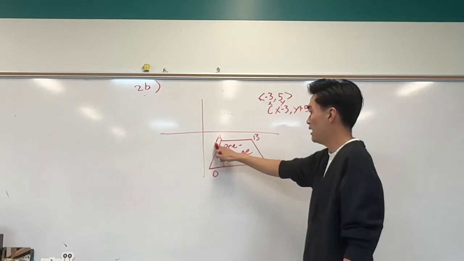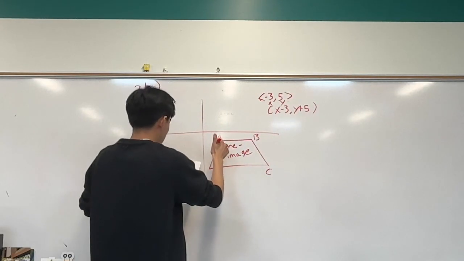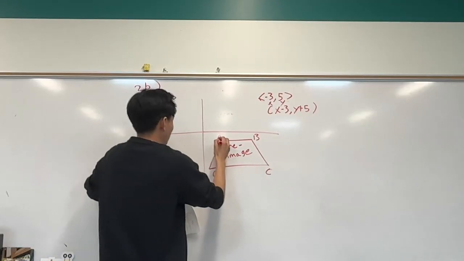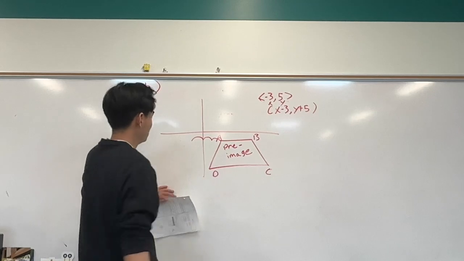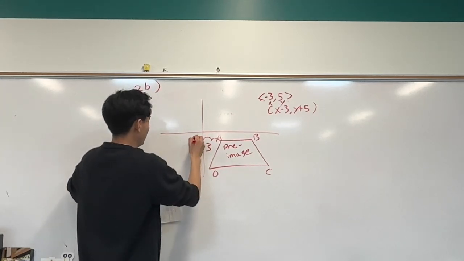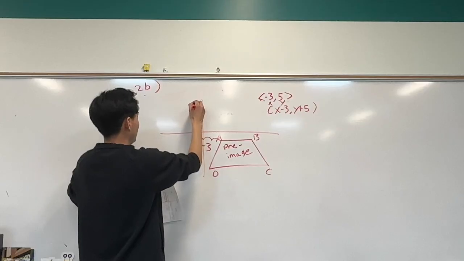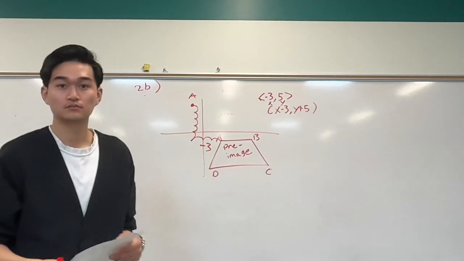So from A, I'm going to move left 3. So whatever this point is, it's not specific on the graph, okay? So 1, 2, 3, -3, and I'm going to move up 5. 1, 2, 3, 4, 5. So point A should be somewhere there. It's just an estimate, okay?